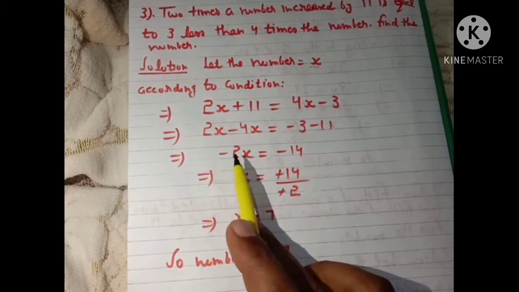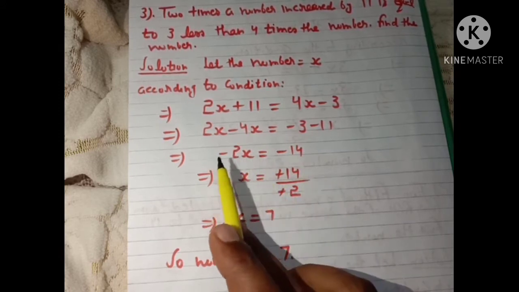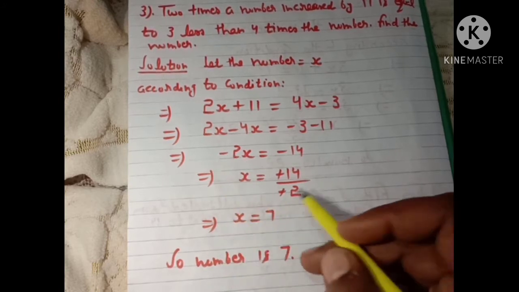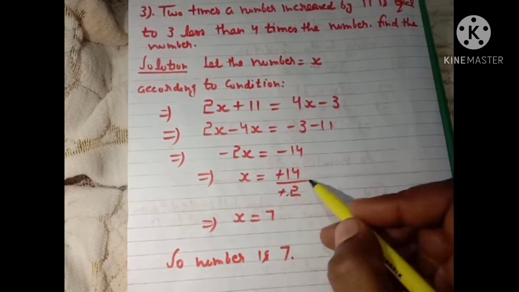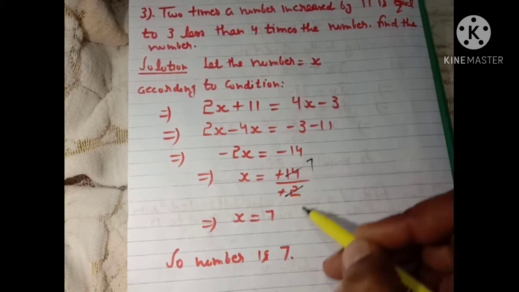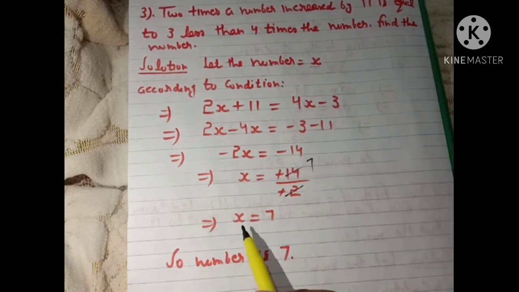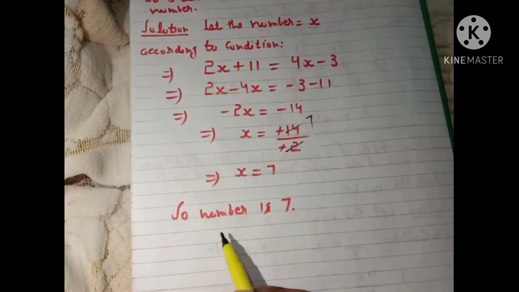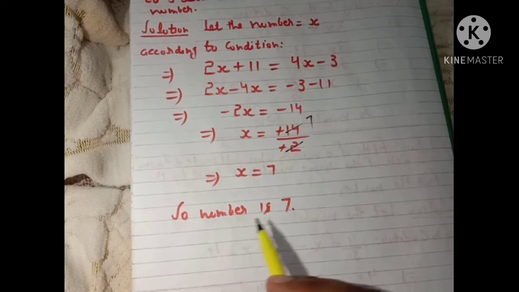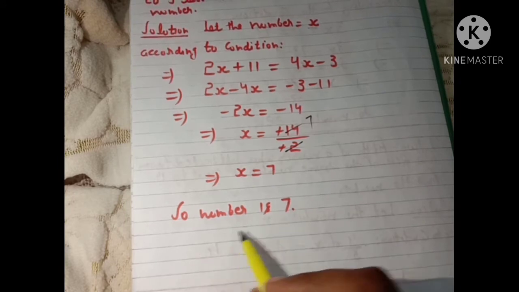So take this minus 2 in the denominator because here it is in the multiplication. So after cancellation it will become 7 times 2 is 14. So here you can see x is equal to 7. So in this way the solution in this case is 7. So the number is 7.